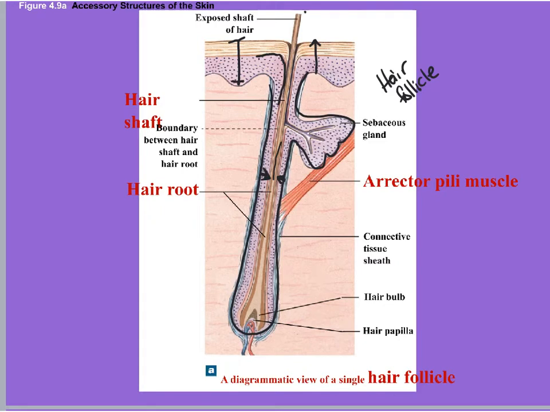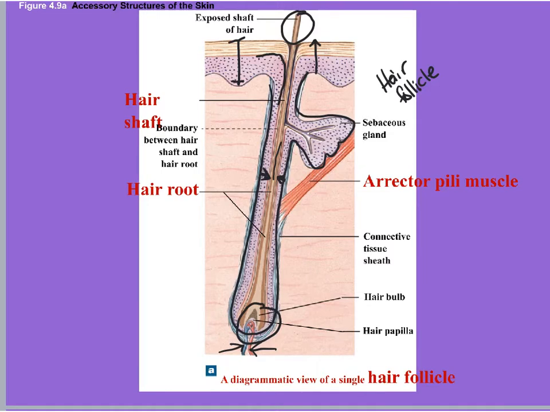The shaft of the hair is the exposed part that's poking out of the skin. The bottommost, or the deepest part, is a structure that we call the hair bulb, and you see some blood vessels there. So these blood vessels are delivering nutrients to the hair bulb so that the tissue can continue to grow and create hair.